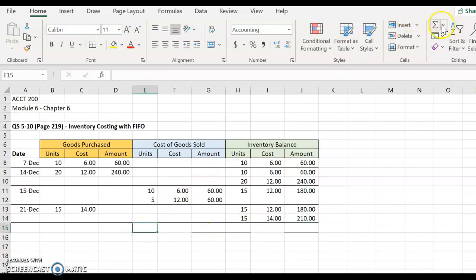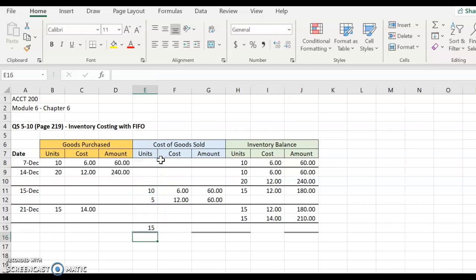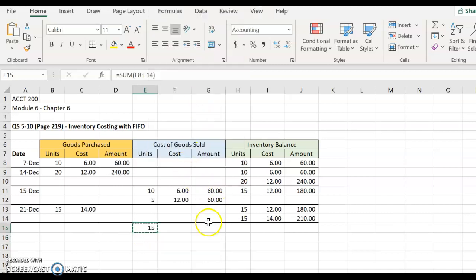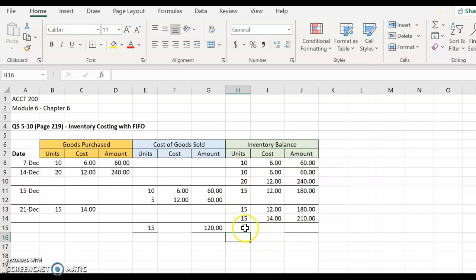My total cost of goods sold, I'll sum that. I sold 15 units, and I'm just going to copy and paste that for $120. And my ending inventory, I just want to add those two numbers. I've got 30 units at $390.